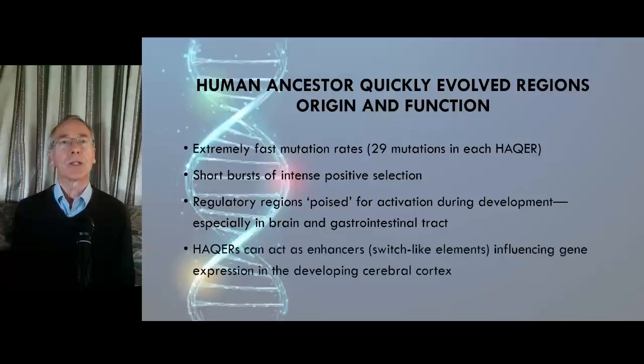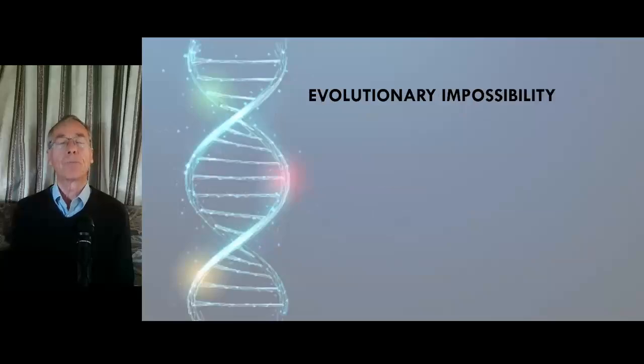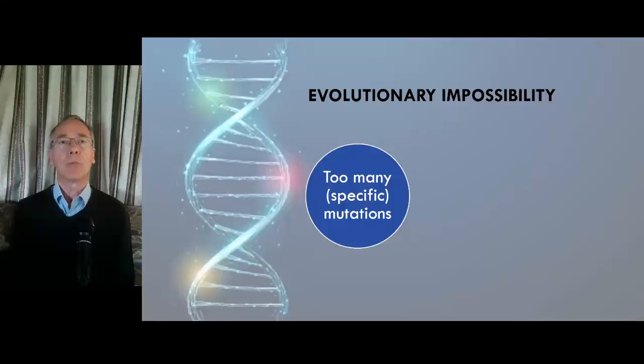They're regulatory sections. They act as enhancers, switch-like elements, influencing gene expression, and in particular in the development of the cerebral cortex, the part of our brain responsible for higher functions such as language and thought. Okay, but I would like to suggest to you that these features are all evolutionarily impossible. They are very improbable, and basically, when you look at the probabilities, you come up with a problem because you need too many specific mutations.